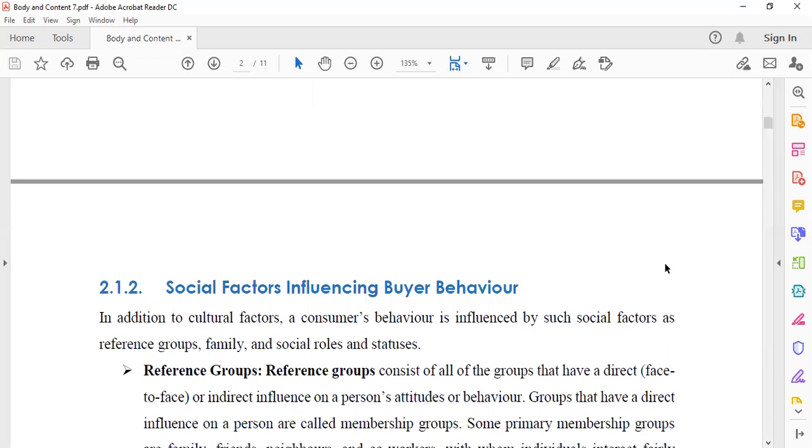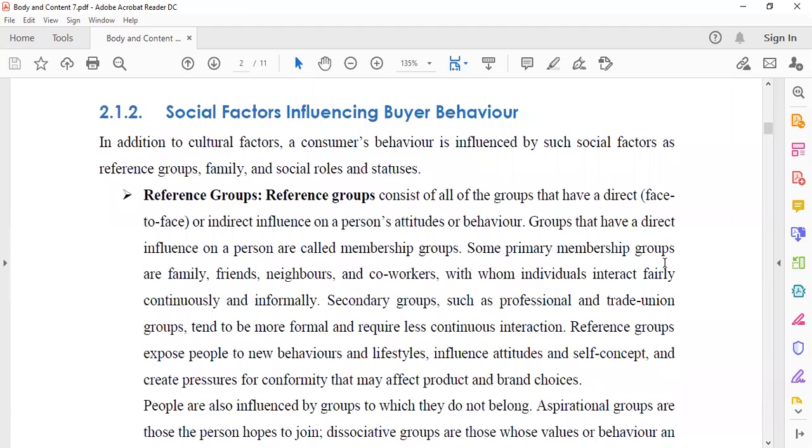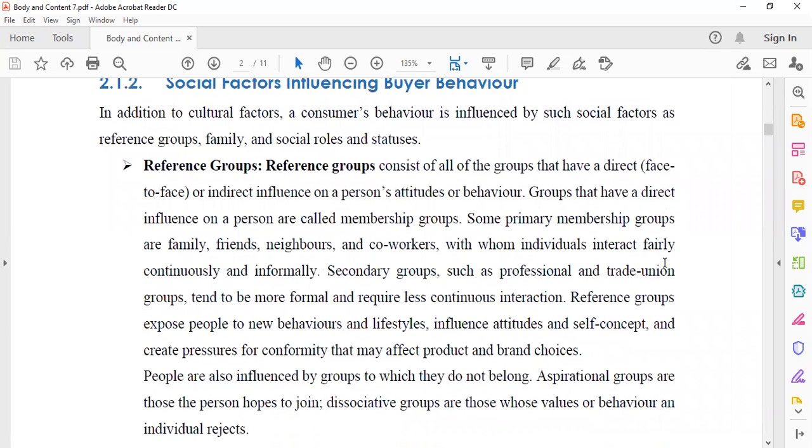A reference group. More often than not, we find people looking up to other persons who they may call role models, and then wanting to adapt or adopt this role model's lifestyle. This constitutes a reference group, the people they want to be like. And this group has a direct influence on a person.